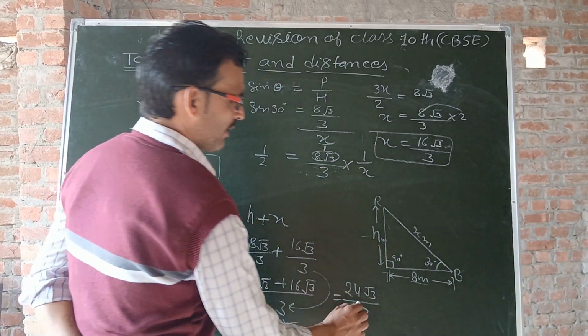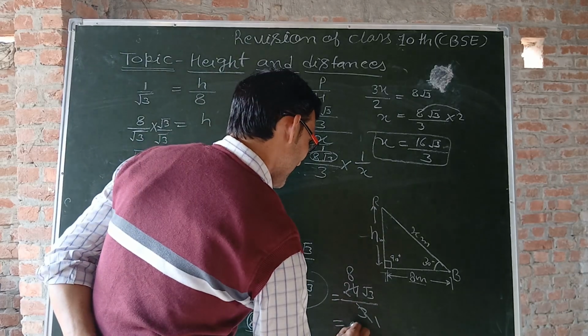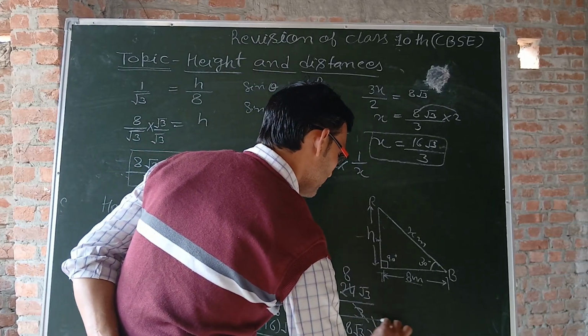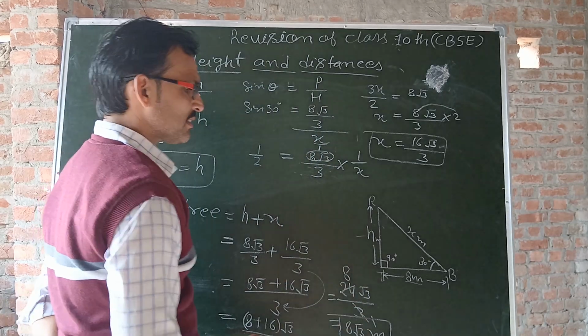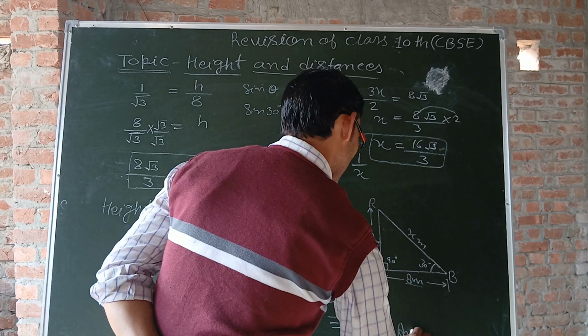Now we can divide this. 3 ones are 3, 3 eights are 24. How much? 8 root 3. This is the height of the tree in meters. Students, this is the height of the tree. Okay, this is our answer for this question.